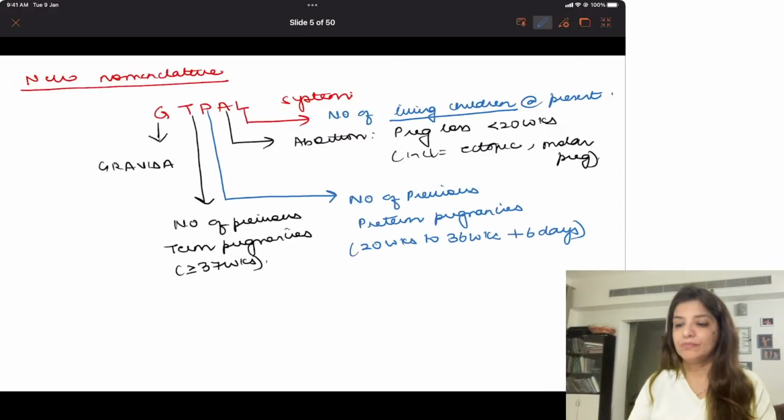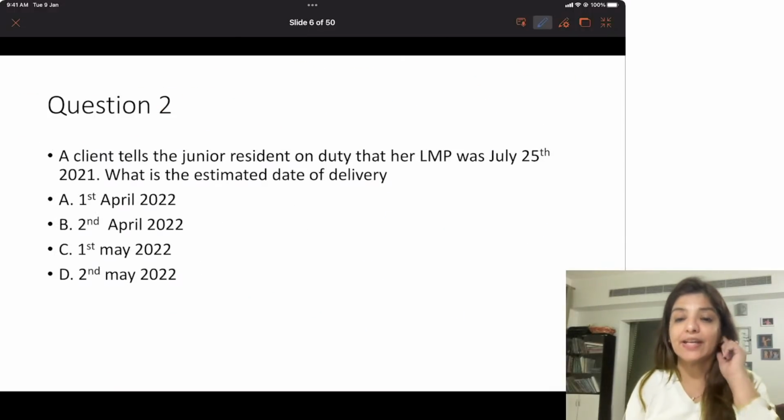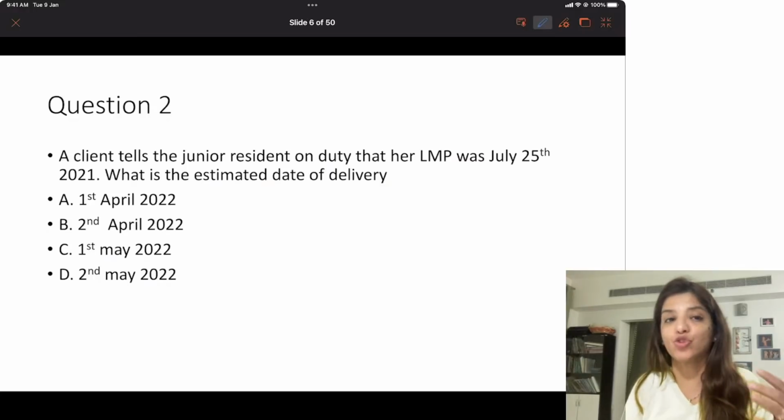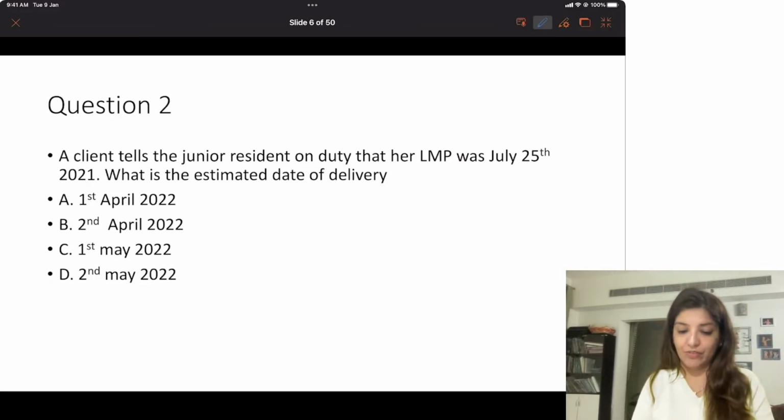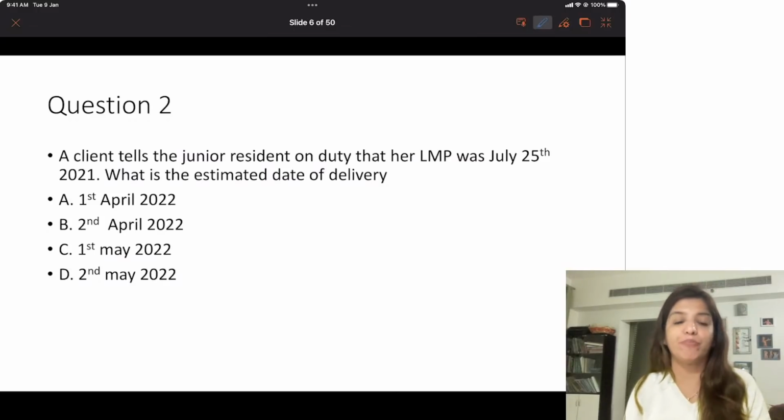Okay. Question number 2. A client tells the junior resident on duty that her LMP was 25th July 2021. What is the estimated date of delivery? Option A, 1st April 2022. Option B, 2nd April 2022. Option C, 1st May 2022. And option D, 2nd May 2022.